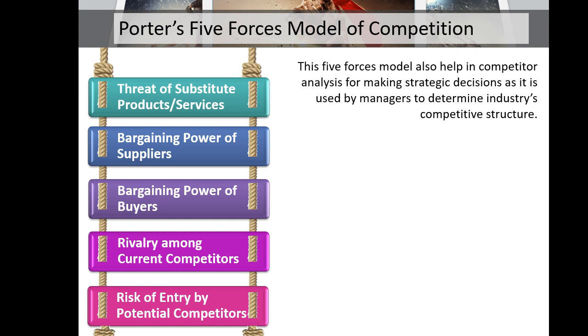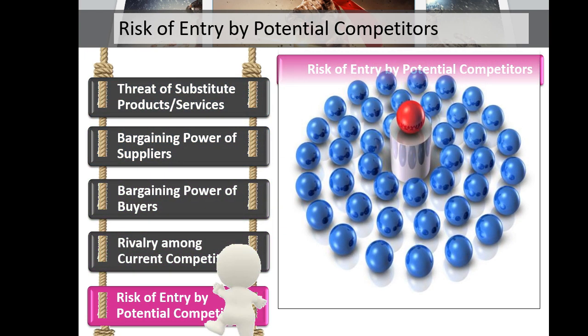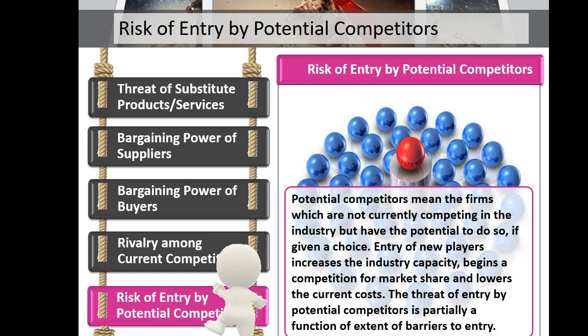We look at them again. They are threat of substitute products or services, bargaining power of suppliers, bargaining power of buyers, rivalry among current competitors, and risk of entry by potential competitors. So, risk of entry by potential competitors.